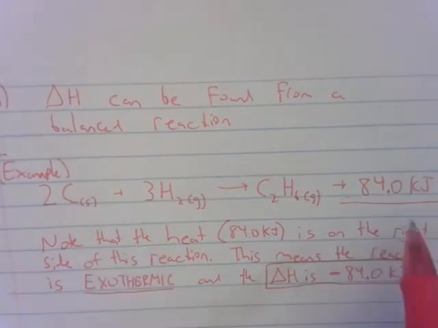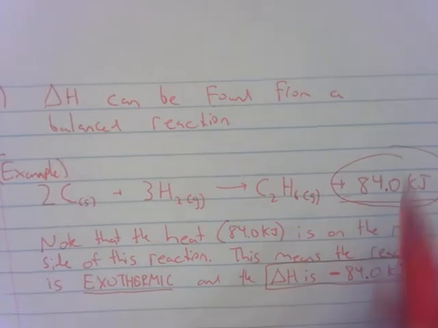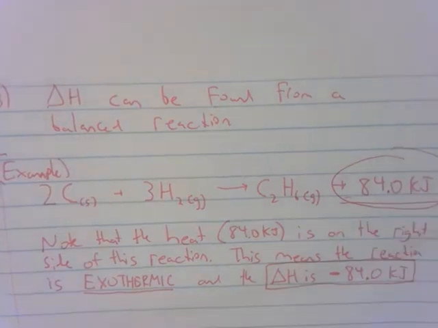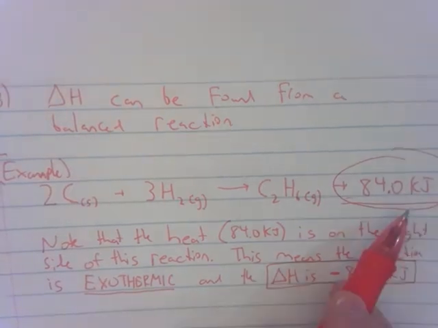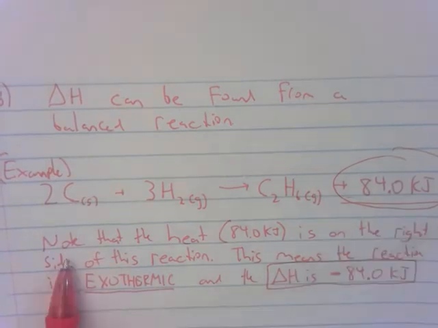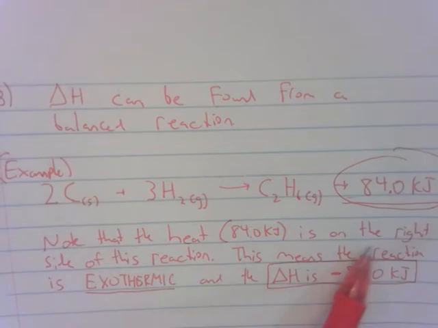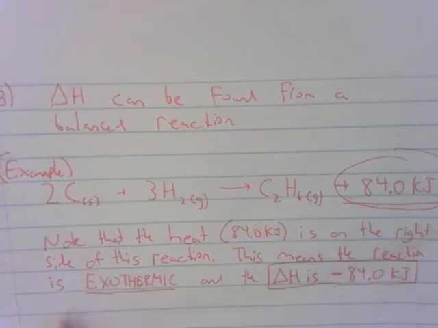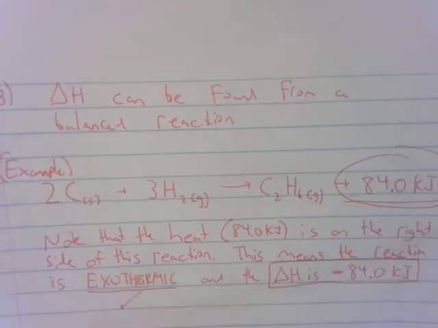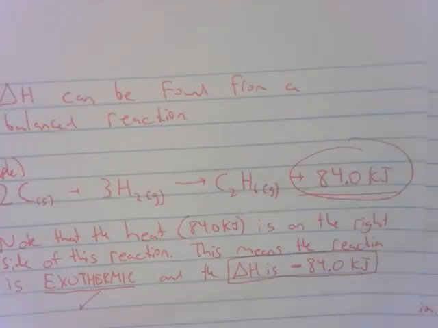Now, how do I know that they're released? Because they're on the right side of the arrow. Again, I wrote here, note that the heat, or in this case 84 kilojoules, is on the right side of this reaction. This means the reaction is exothermic. And remember, in an exothermic reaction, the delta H is reported as a negative number. So it is negative 84 kilojoules.